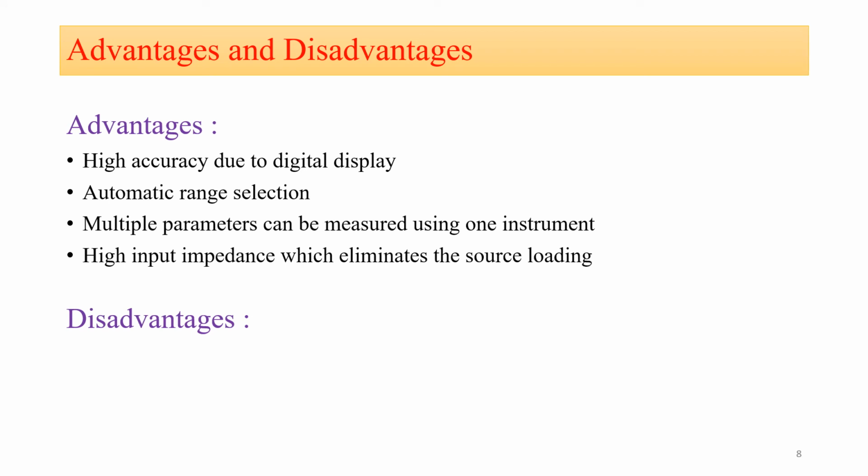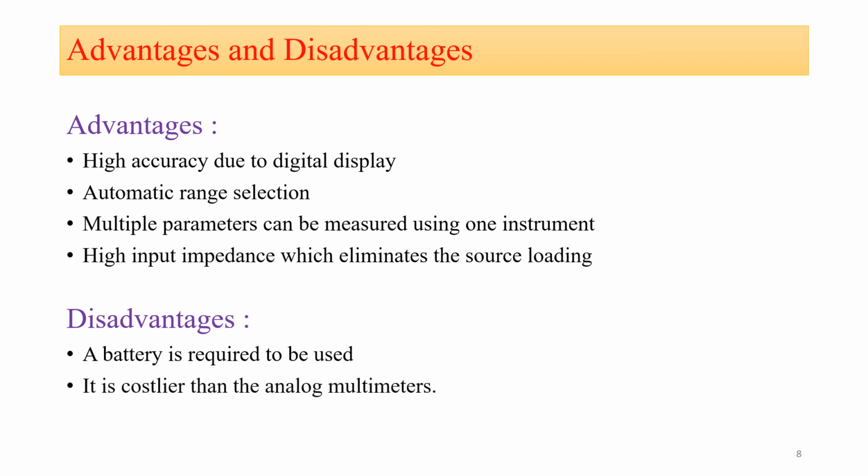Now which are the different disadvantages? First, a battery is required to be used, means compulsory battery is required for the digital multimeter. That is the first disadvantage of the digital multimeter. And second, it is costlier than that of the analog multimeters. Now these are the various disadvantages of our digital multimeter.